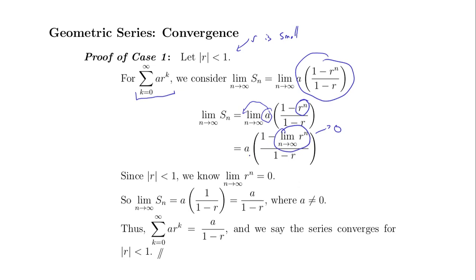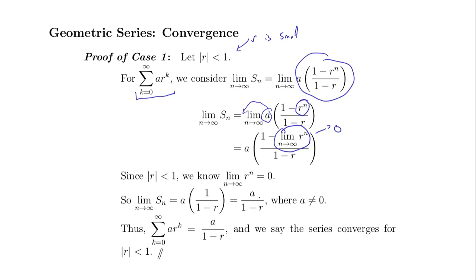So what we're really left with is just a times 1 over 1 minus r, or a over 1 minus r. Now, r is small, so it's never going to be 1, right? Because it can't actually be equal to 1. Since it can't be equal to 1, we don't have to worry about dividing by 0 here. And we'll also notice that a is some coefficient that wasn't 0. So this is a real non-zero number.